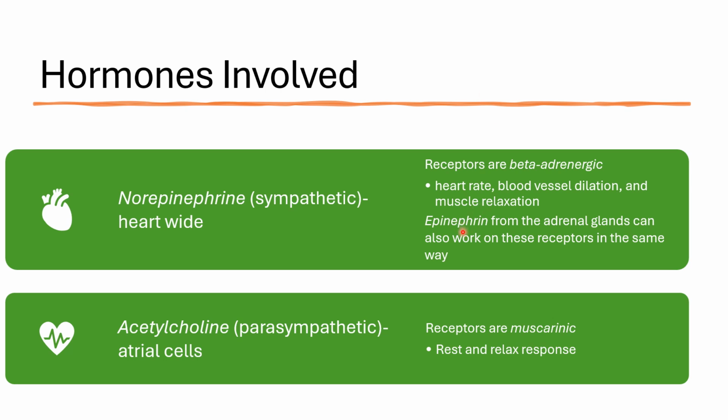Whereas epinephrine is going to be coming from the bottom part of the body, your adrenal glands, on your kidneys, and then it's going to have some sort of an effect on the heart, the blood vessel dilation, or muscle relaxation. Acetylcholine is parasympathetic, and it's going to help with the rest and relax response versus the elevated fight or flight response.